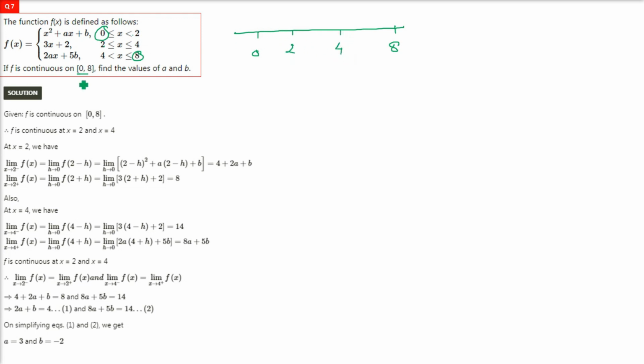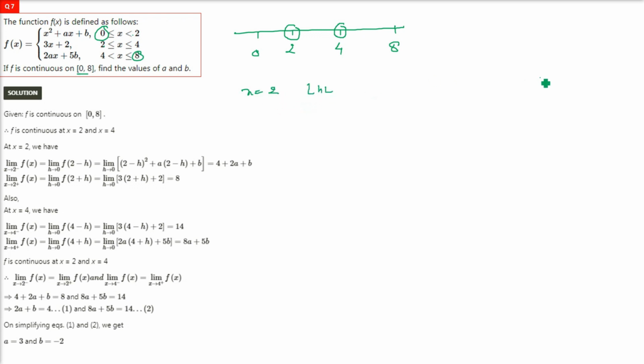4 is that value where the function inversion takes place. So in the graphical view also, you can assume that there will be some change. That point of change needs to be continuous. And when it is said that it is continuous, you are assuming that it is continuous. So you are going to check at x equals 2 and x equals 4.